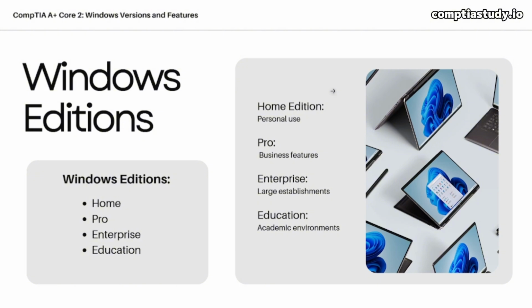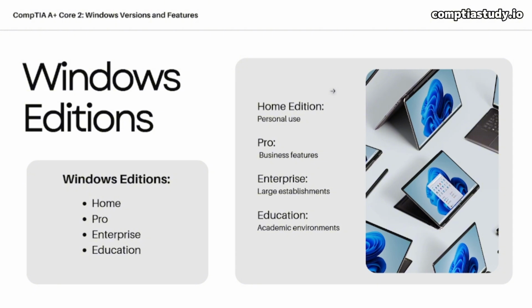Let's talk about Windows editions first. Microsoft releases Windows in several editions designed for different environments and use cases. The most basic edition that you're probably using at home right now would be Home Edition. Windows Home is designed for PCs and consumer laptops. It only includes standard features for everyday use like browsing, playing video games, and certain office applications.